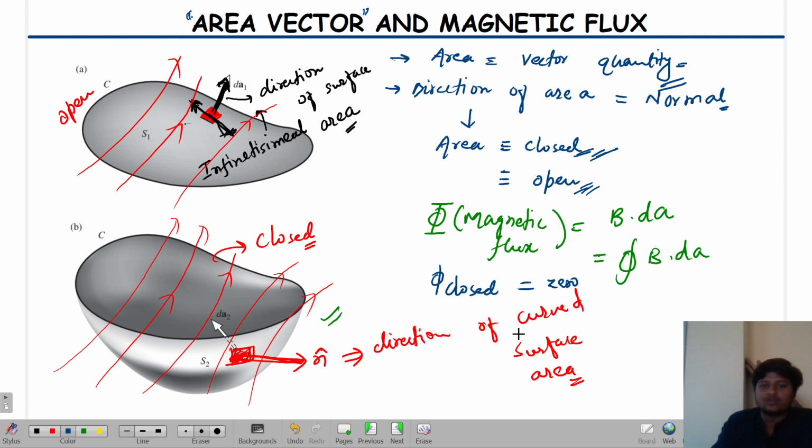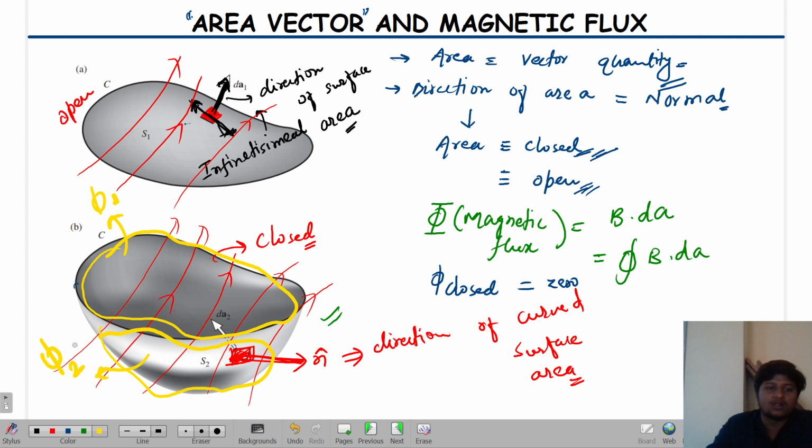So if it is a closed loop and the flux is zero, what does that mean? Try to understand which region I am saying: the flux of this upper region, and the flux of this curved region. Let's suppose I call this phi 1 and this phi 2. So should phi 1 be equal to phi 2 or not? Tell me yes or no, just like your cube.